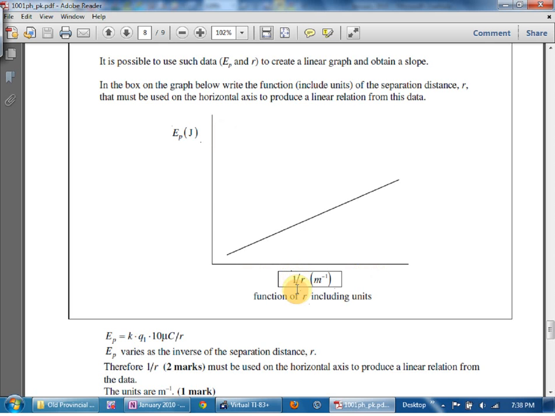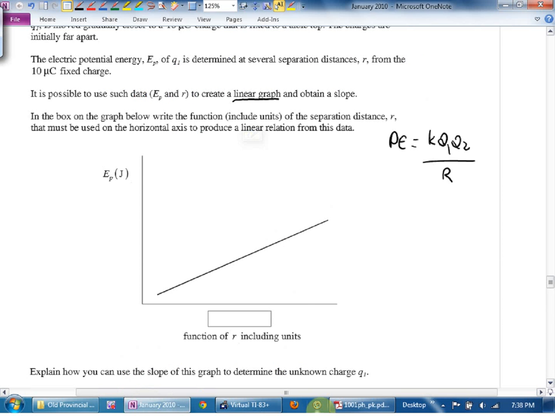What they're really saying is how is energy directly related to the radius? And if you look at my original equation, sorry, my voice is finally dying. Potential energy is related to something over R. So 1 over R, and including the units, meters to the negative 1 or 1 over meters.